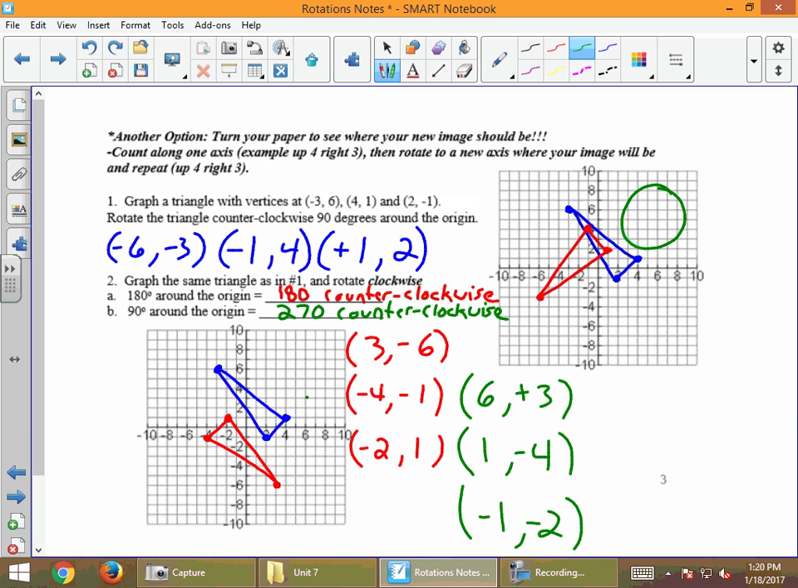6, 3. 1, negative 4. Negative 1, negative 2. There it is. Three rotations: 1, 2, 3. If we had a 90 rotation counterclockwise, you'd have another one, kind of like a Chinese throwing star there, with all the little points in there.